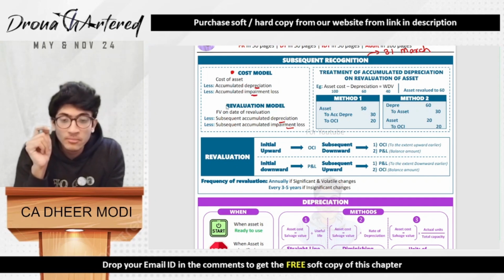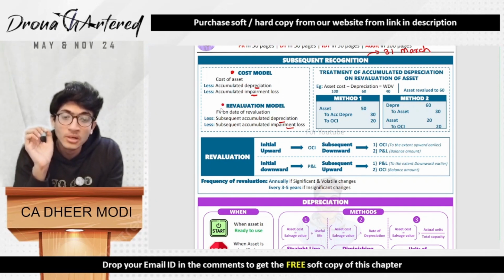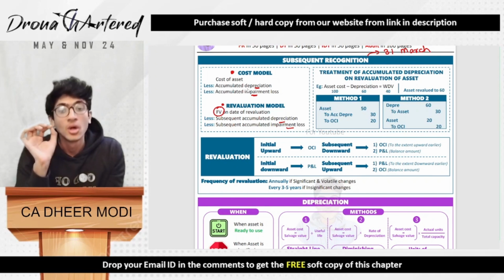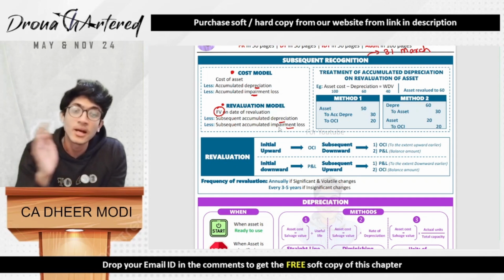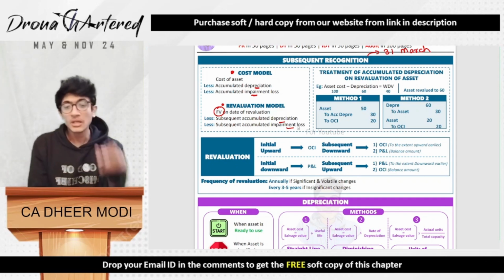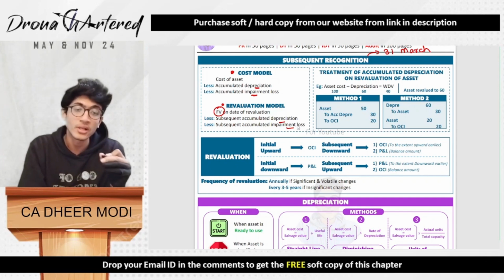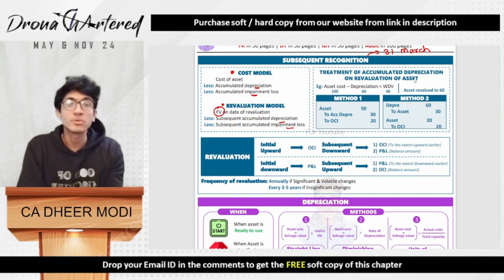For the revaluation model also it is very, very similar. The only difference is that instead of cost it becomes fair value. So over here also it is fair value on the date of revaluation minus any accumulated depreciation minus any impairment loss. So this is your cost model and your revaluation model. Now next is the treatment of accumulated depreciation on revaluation of an asset.